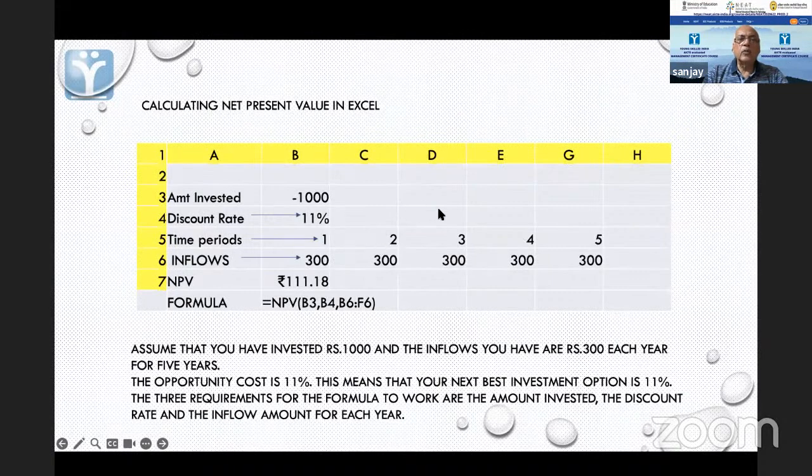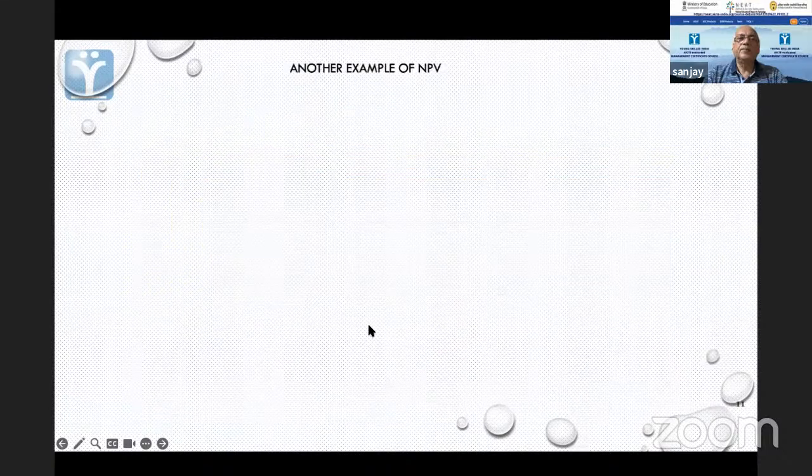If you want to do this calculation in Excel, use this formula. Just type these figures in. You can keep changing these figures. The net present value will keep changing.